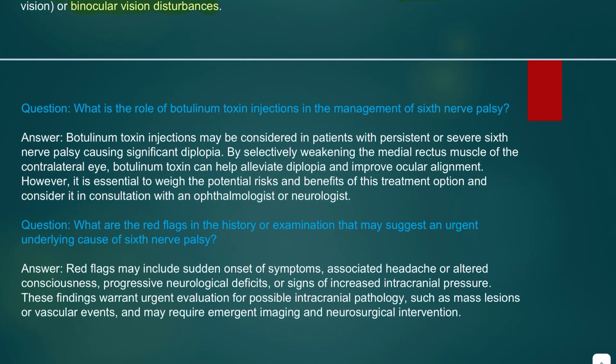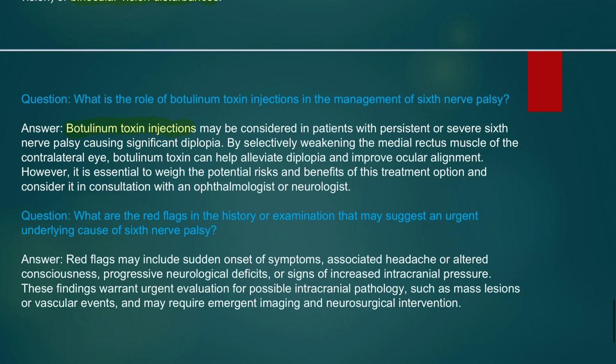Another question which is asked is, what is the role of botulinum toxin injection in the management of sixth nerve palsy? So remember that botulinum toxin injections may be considered in very selective patients with persistent or severe sixth nerve palsy causing significant diplopia. By selectively weakening the medial rectus muscle of the contralateral eye, it can help to alleviate the diplopia and improve the ocular alignment. However, remember that this is in very selective patients, so it is essential to weigh the potential risks and benefits of this treatment option and consider it in consultation with a neurologist.